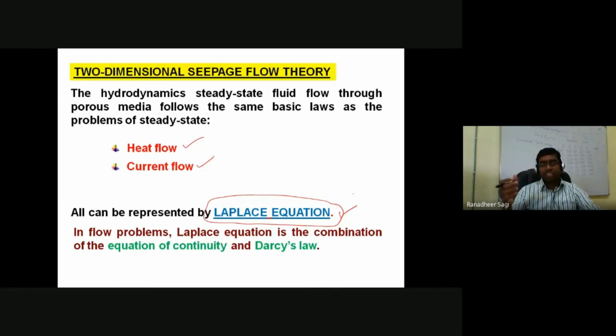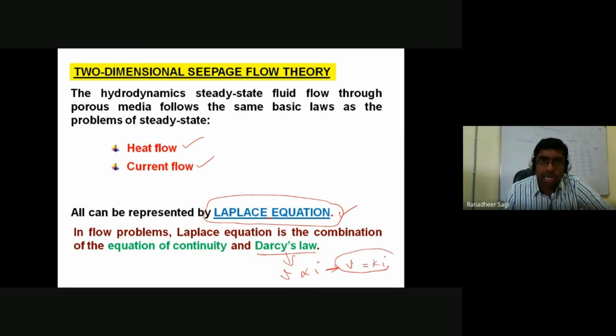So that equation of continuity, along with Darcy's law, we take into consideration. What does Darcy's law say? Velocity is directly proportional to the hydraulic gradient, and if we equate those terms with a constant, we say velocity is equal to k into i. So by making use of Darcy's law and the equation of continuity, we are going to derive the Laplace equation for flow problems also.